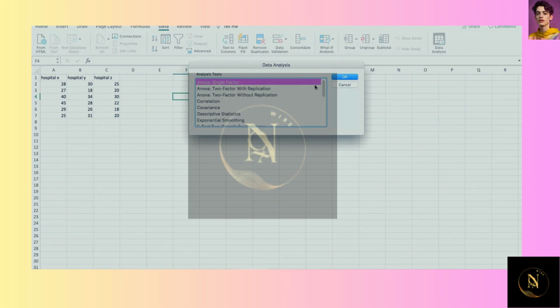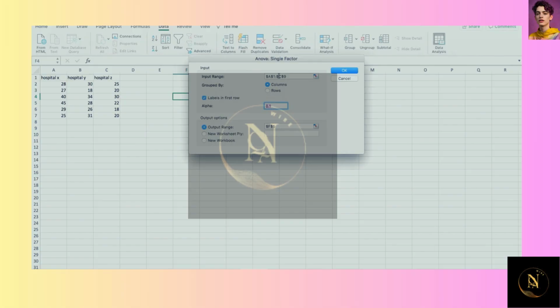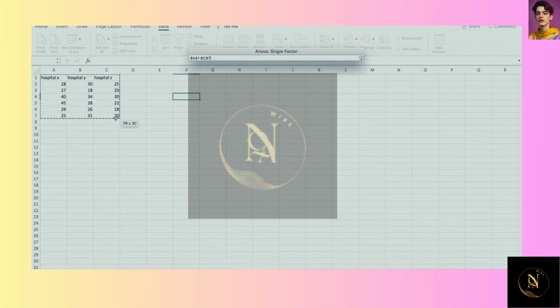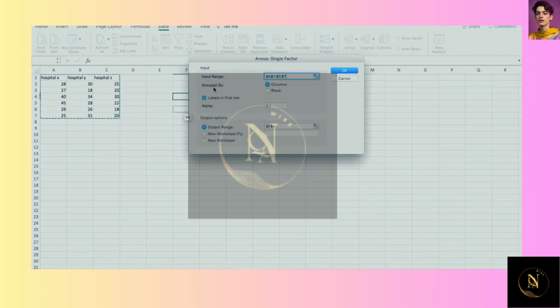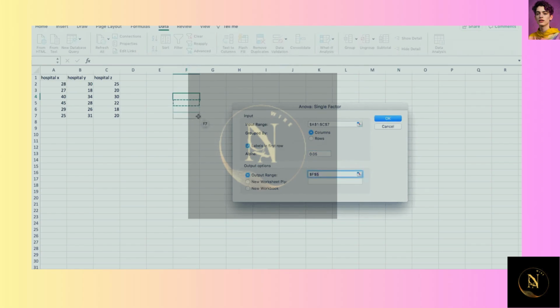So we're going to do ANOVA single factor, and our input range is going to be all of our data. And we do have labels in the first row, so make sure that's checked. We are doing this at a 0.05 alpha level, so make sure that coincides with what kind of test you're doing. And then our output range is just where it's going to summarize those results for us.